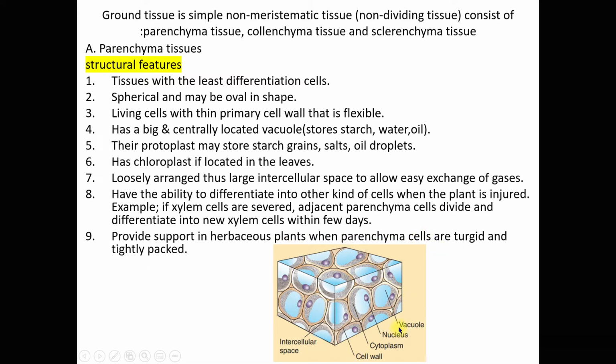These parenchyma tissues provide support in herbaceous plants when parenchyma cells are turgid and tightly packed. If the parenchyma cells are not turgid, they will not be tightly packed, and they will go back to their original configuration, which is loosely arranged.